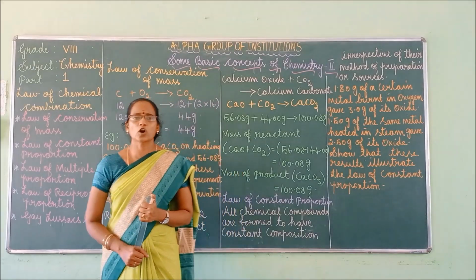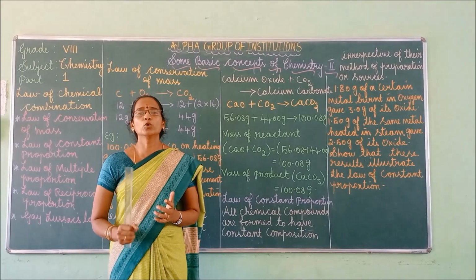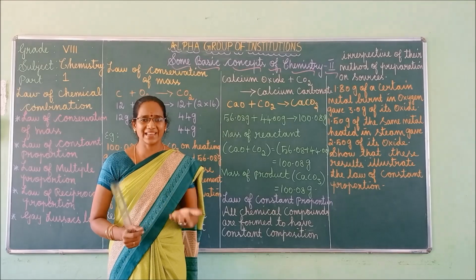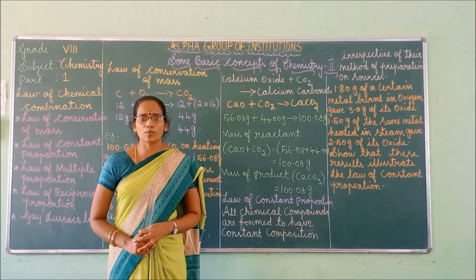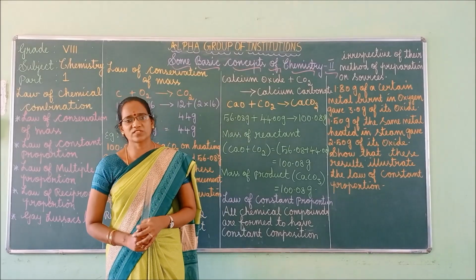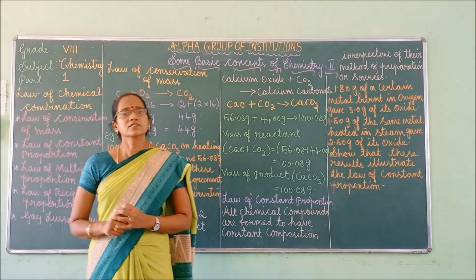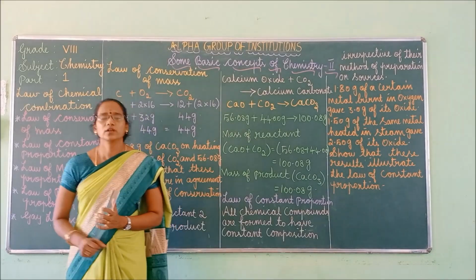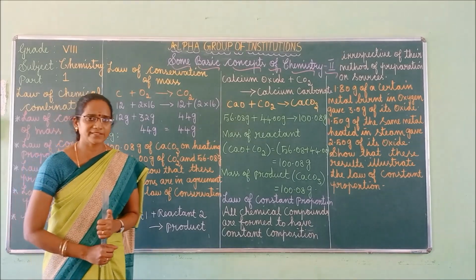Then what is meant by compound? A compound is composed of two or more different substances, for example, different elements. For example, water is a compound. Sodium chloride is a compound. How? Because water is composed of hydrogen element and oxygen element, isn't it? At the same time, sodium chloride is formed when sodium is combined with chlorine. So a compound is composed of two or more different elements, right?